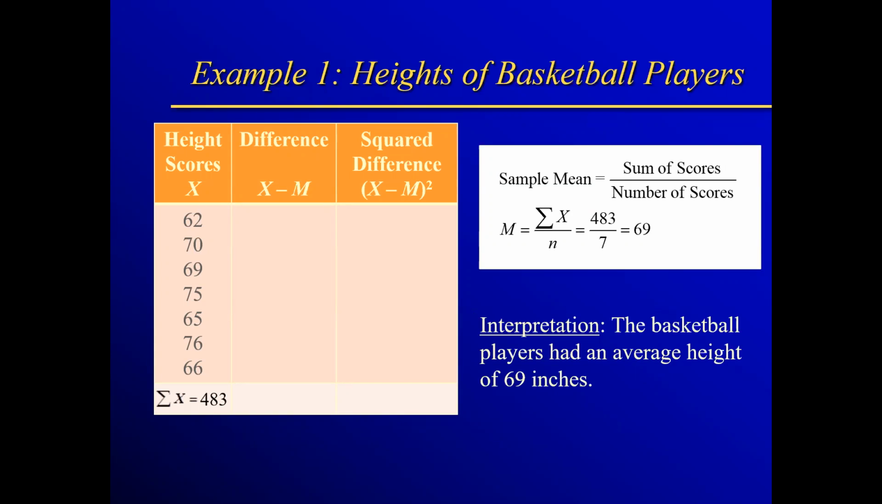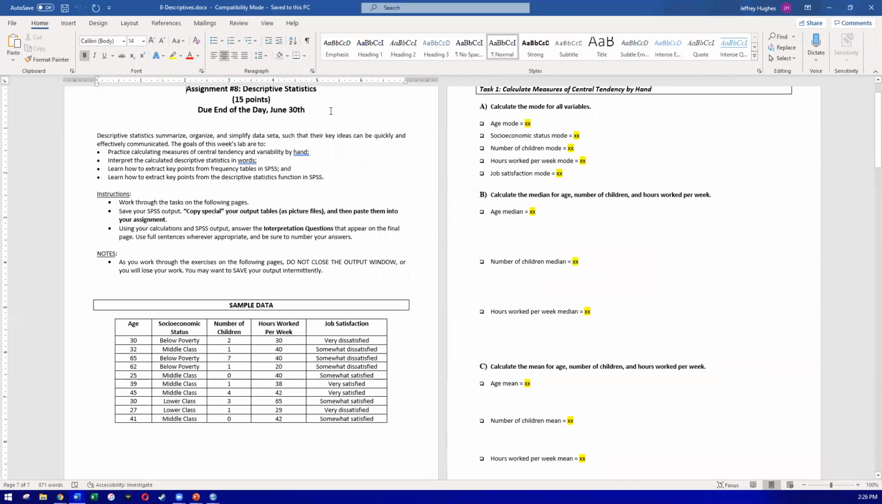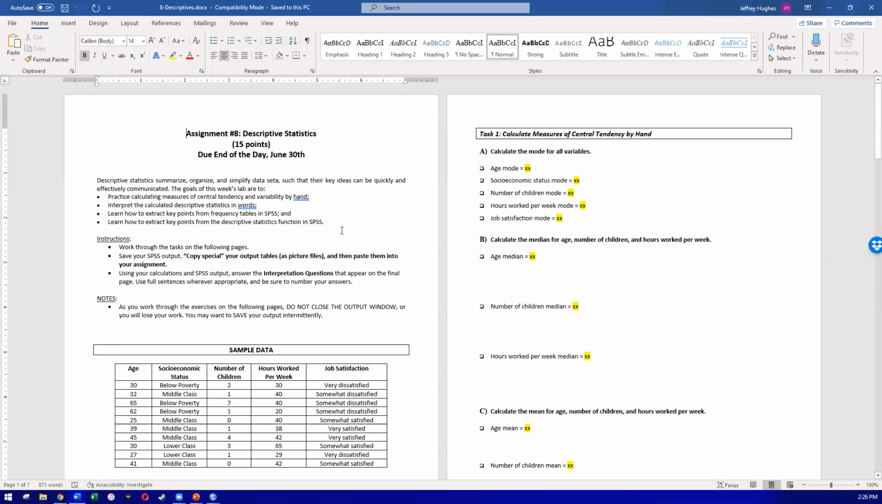All right, so that's the end of lecture today. Don't go just yet. Everything that I talked about is on homework number 8. I haven't put it up yet. I'm going to put it up after class. Let me just show you what it is. So this is assignment number 8.